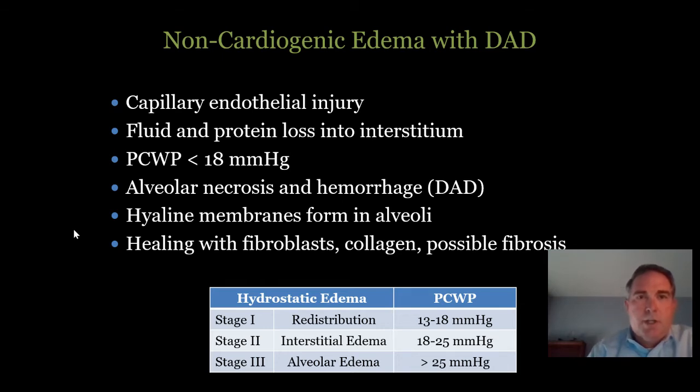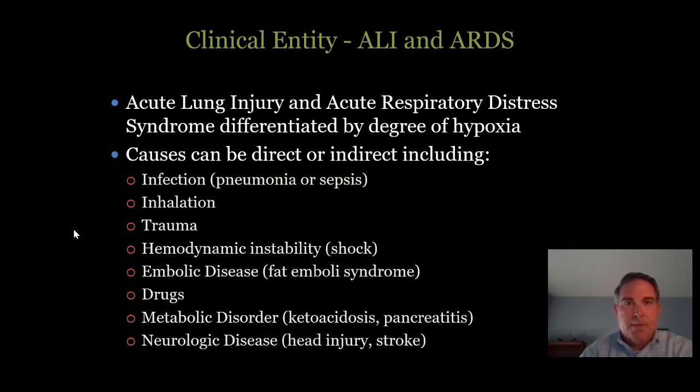The really non-cardiogenic edema is capillary endothelial injury, where you have fluid and protein loss into the interstitium. When you have that appearance, it's hard, because it looks like cardiogenic edema. So it helps that by definition, it has to have a normal capillary wedge pressure. Acute lung injury and acute respiratory distress syndrome, so ALI or ARDS, are really just differentiated by the degree of hypoxia.